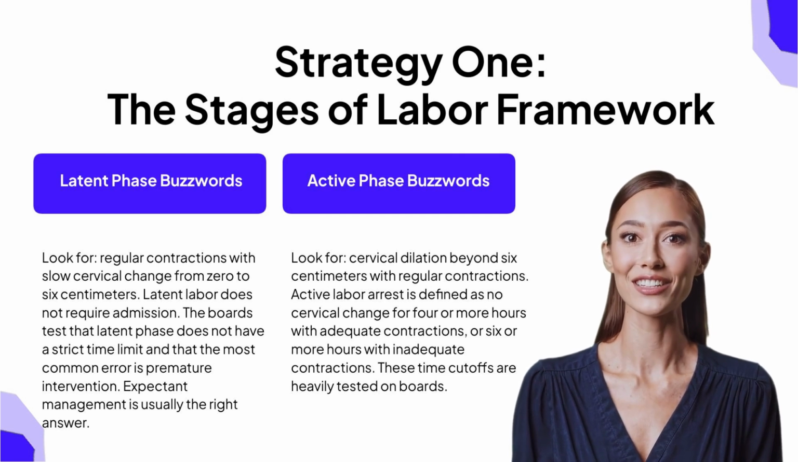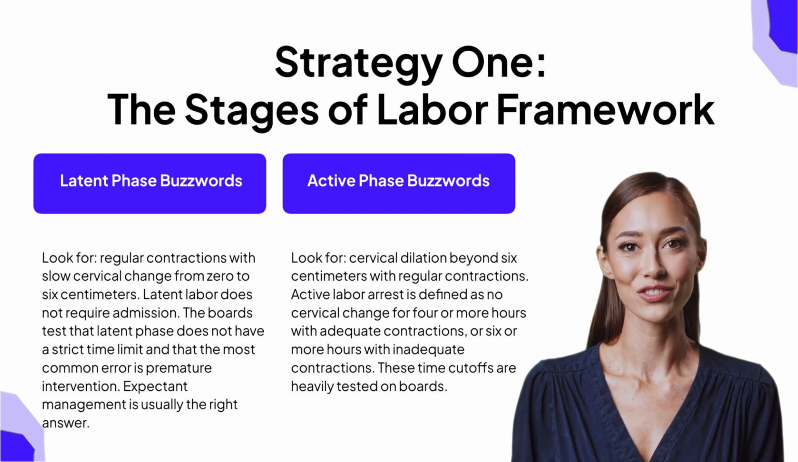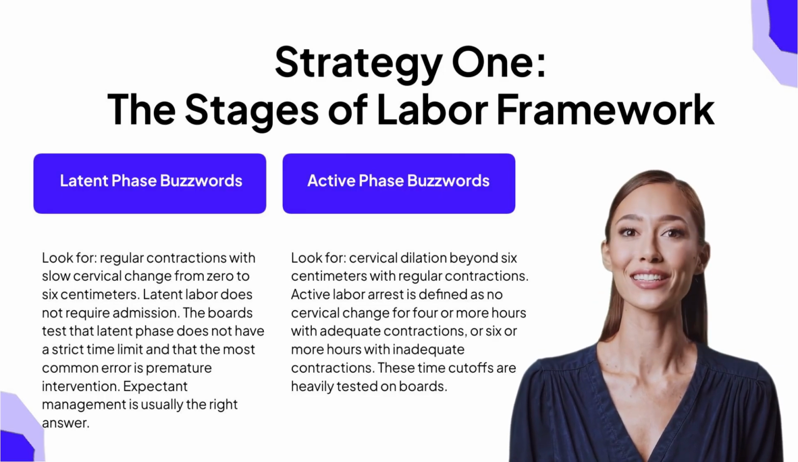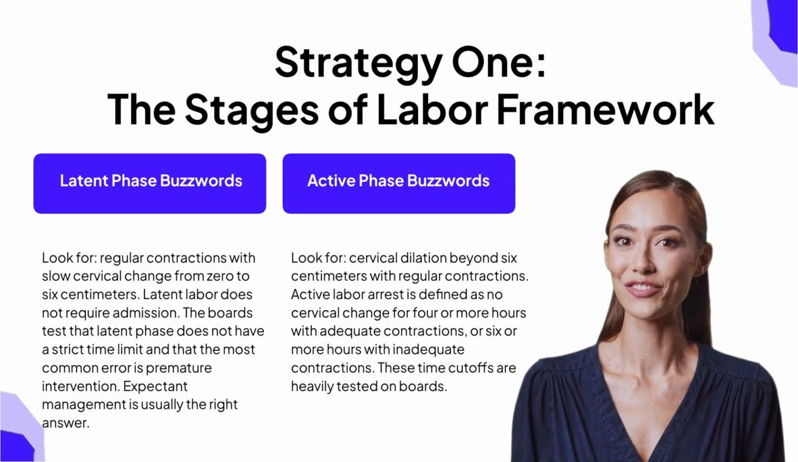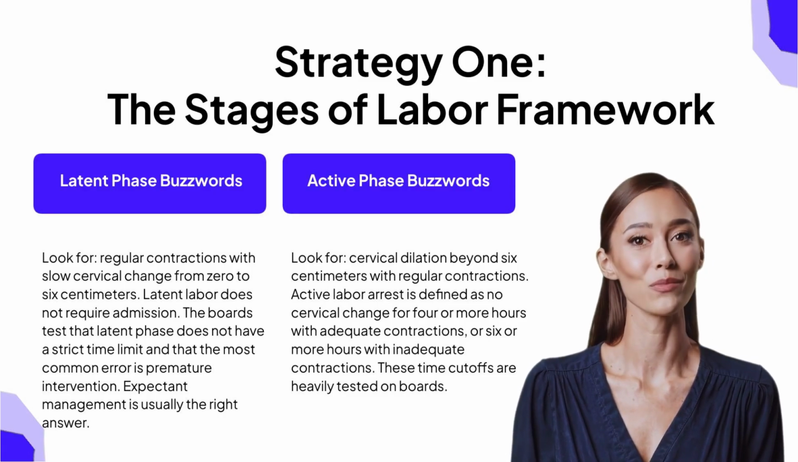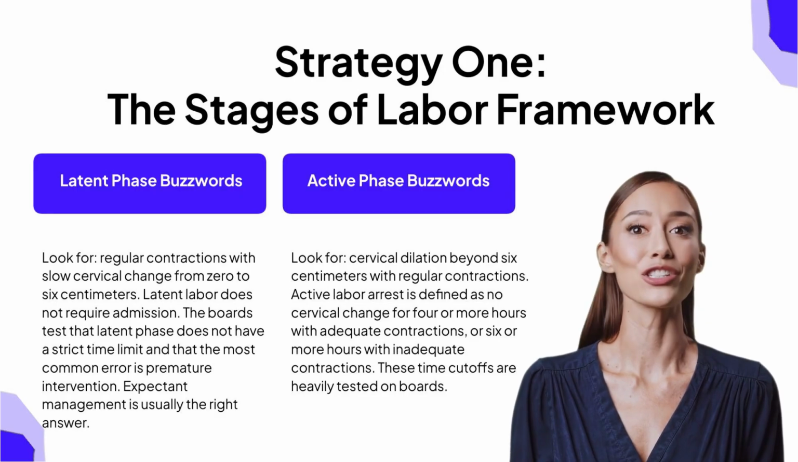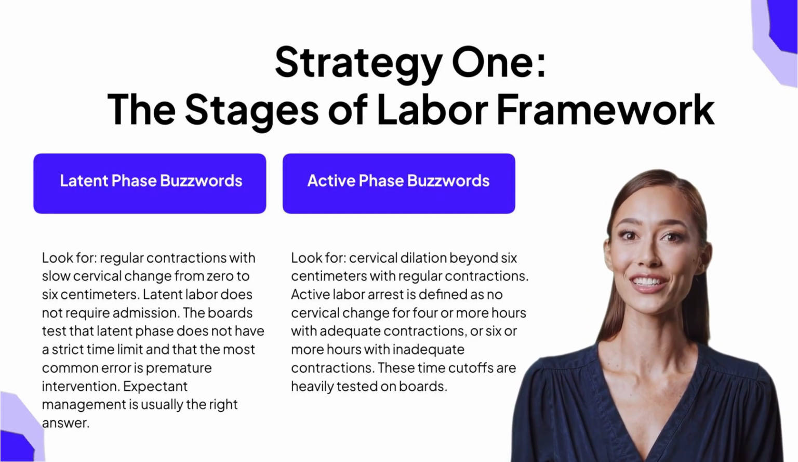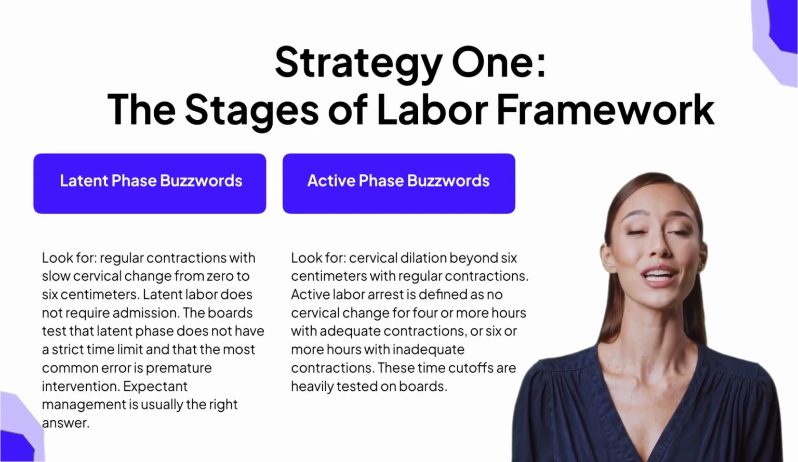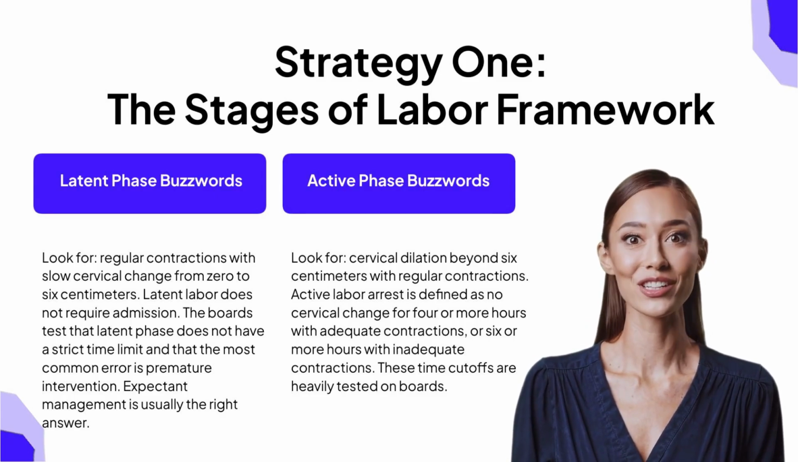For the latent phase, look for regular contractions with slow cervical change from 0 to 6 centimeters. The key pearl here is that latent labor does not have a strict time limit, and the most common wrong answer is premature intervention. If they describe a patient in latent labor, the answer is almost always expectant management or therapeutic rest, not augmentation or cesarean delivery.